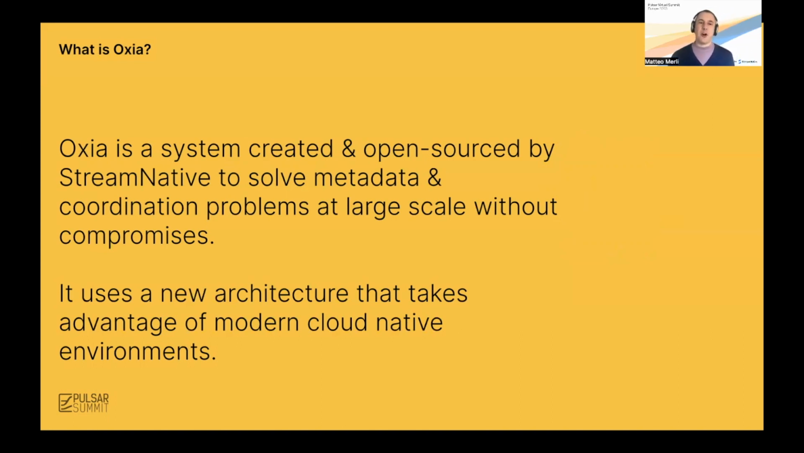The main theme for Oxia is that it uses a new architecture that assumes a more modern, cloud-native environment to deploy with, so we can take advantage of this environment. We don't assume that we are deploying onto bare metal, although it is technically possible, but the main focus here is to optimize for containerized Kubernetes environments. Because these give us many advantages, we don't have to re-implement a whole number of components that can be quite tricky to implement.